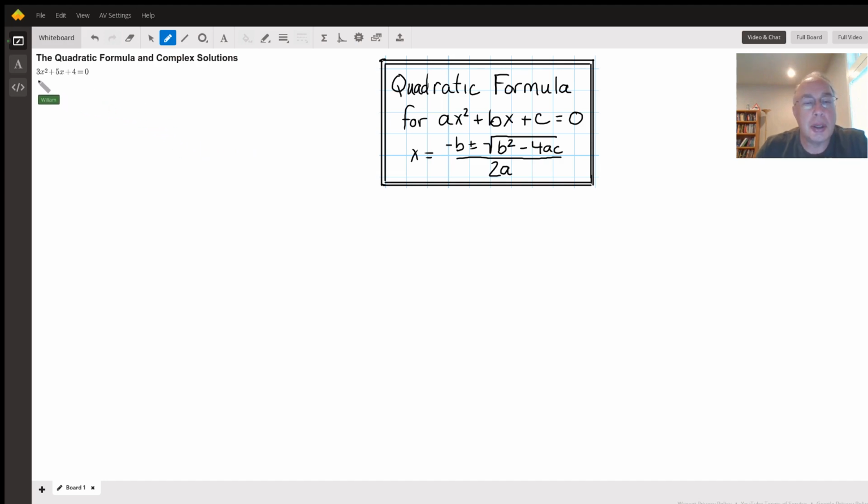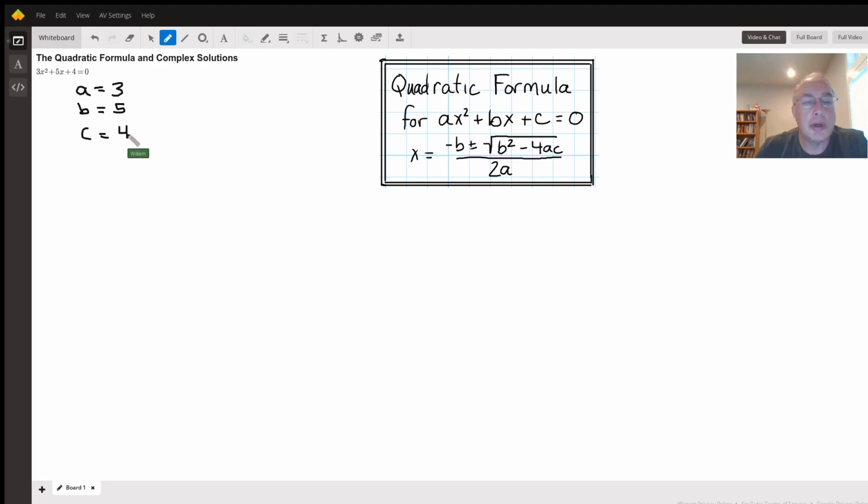In this case, the a is the number in front of the x squared, so a is equal to 3. The b is the number in front of the x, so b is equal to 5. And the constant term is c, which is 4.